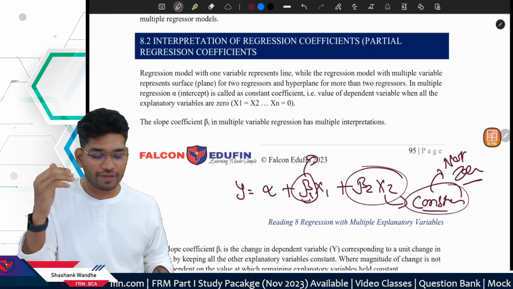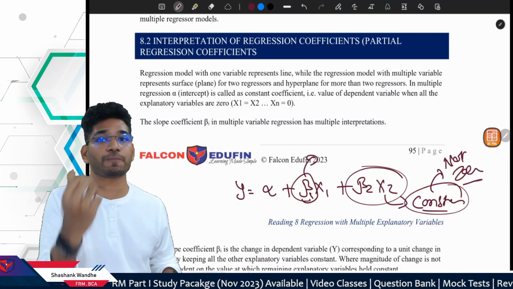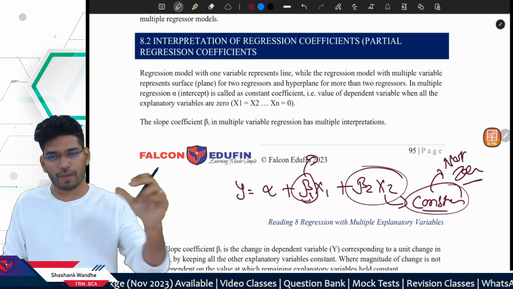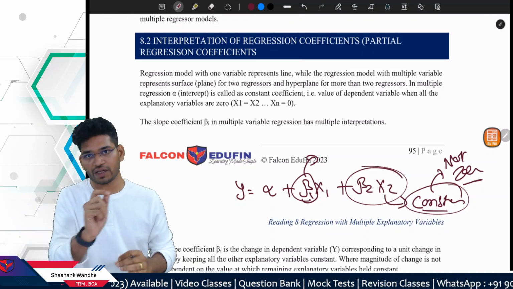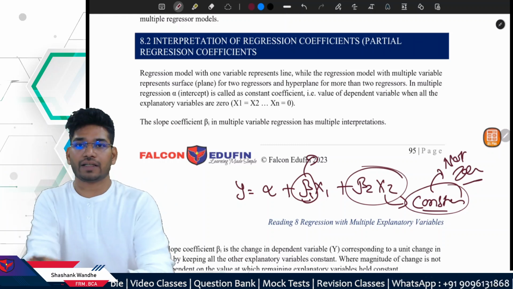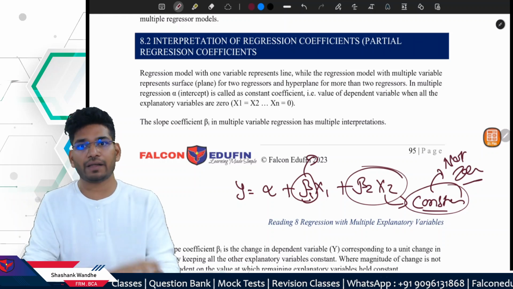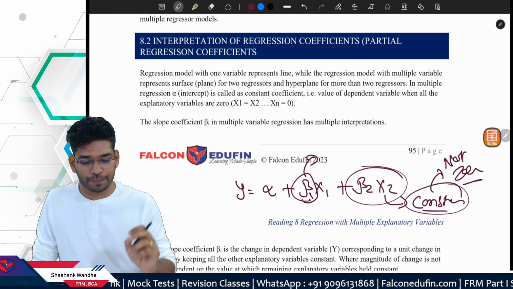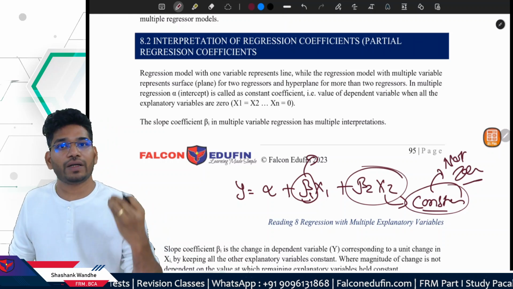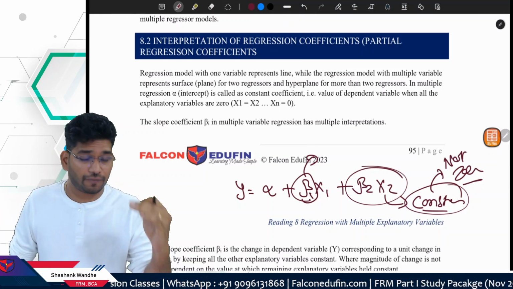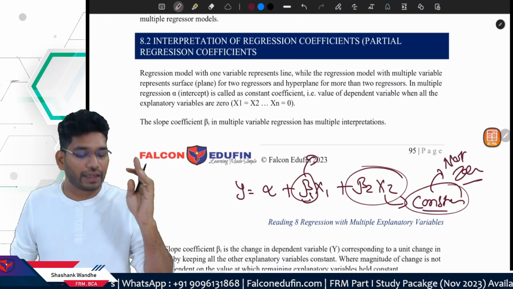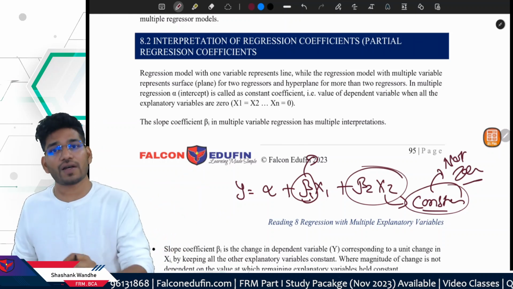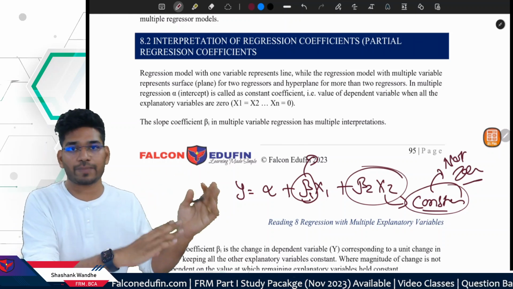So partial slope coefficient in multiple explanatory variables is called a partial slope coefficient because of this statement. Which one of the following statements is true and false? This is the format of the question, and I am giving you this statement, see how it goes. In a multiple explanatory variable regression equation, the beta is known as the partial slope coefficient because beta is per unit change in y for the change in x given all the other variables 0, or keeping all the other variables 0. This is the wrong statement. The correct statement is by keeping all the other variables constant.